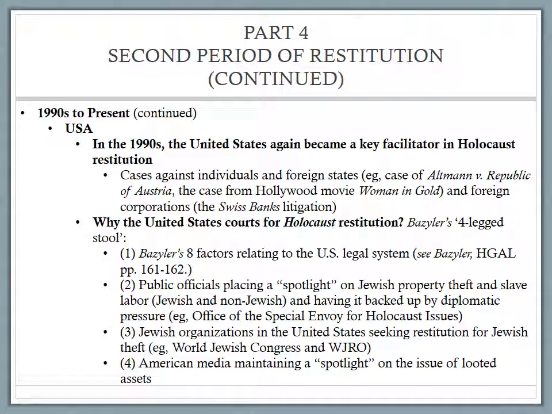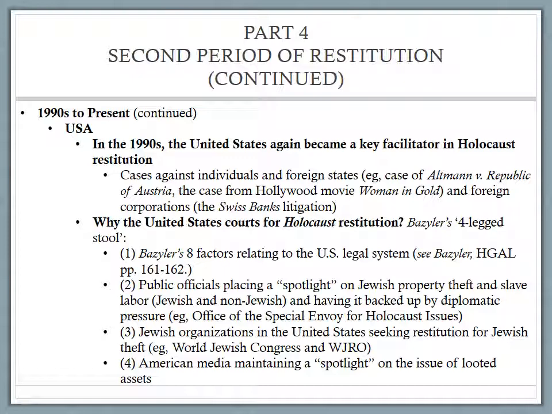This goes to what Baszler describes as his four-legged stool. Why the United States? Baszler describes first the factors relating to why the U.S. legal system was primed for this kind of litigation. I'll just go through them briefly. You can look at them in more detail on your own.